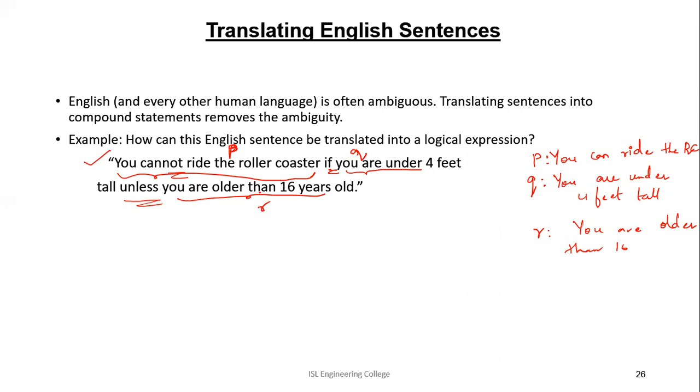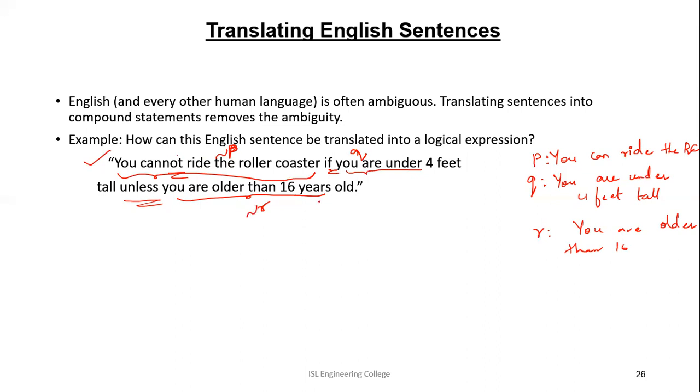Now, the next thing for us is to identify that our P is a negation, so this will become negation P. And similarly, S is "unless you are older than 16 years old." So if you are younger than 16, you cannot ride the roller coaster, correct? Since we are dealing with negation P, our R will also become negation R.